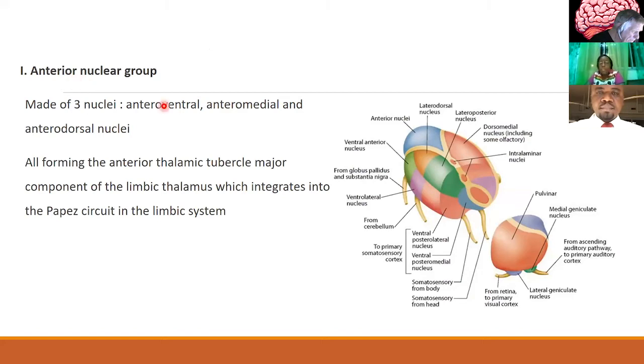The anterior nuclear group is made up of three nuclei. We have the anteroventral, the anteromedial, and the anterodorsal nuclei. All these form the anterior thalamic tubercle, a major component of the limbic thalamus, which integrates into the Papez circuit of the limbic system.